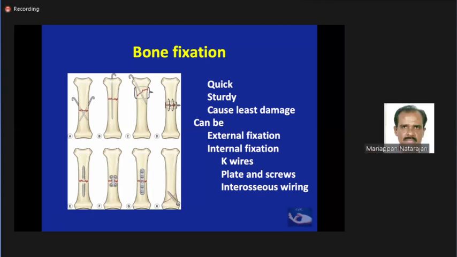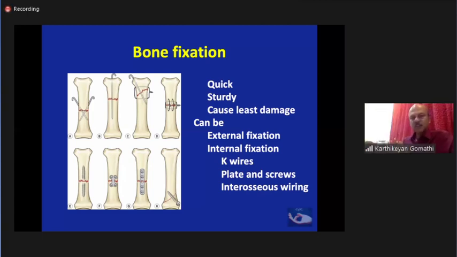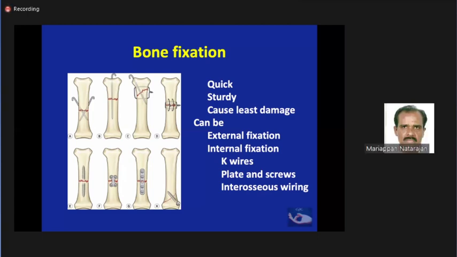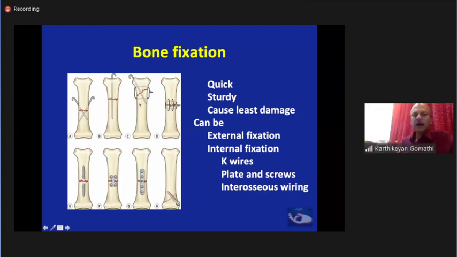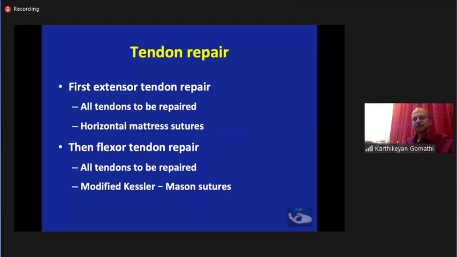Internal fixation can be done with K-wires, with plate and screw, and intraosseous wiring. Now, what is the intraosseous wiring? Where you put the wire between the two bones, or K wires. Just K wires are very simple, but they do have a problem in that they are not rigid fixation, and the healing may not be optimal. We'll see an example later as we go along. And intraosseous wirings are very quick. You just have to tighten the screw as you put them on.